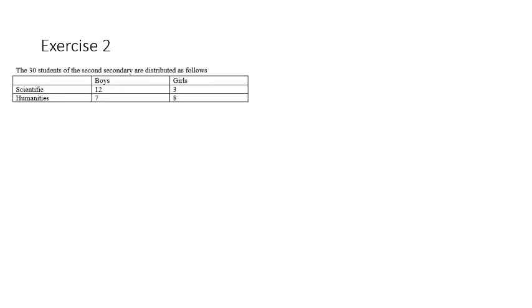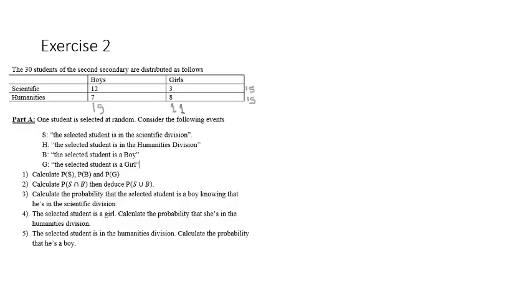Of course, all the answers are less than 1 and are positive. Exercise 2. We have 30 students distributed as follows in a table. One student is selected at random. Consider the following events. The first thing that I do is to calculate the total of every set. One student is selected at random. Consider the following events: S, the selected student is from scientific; H is humanities; and B is a boy.